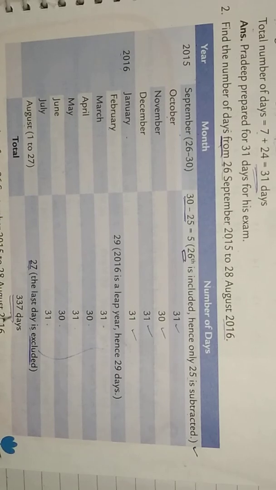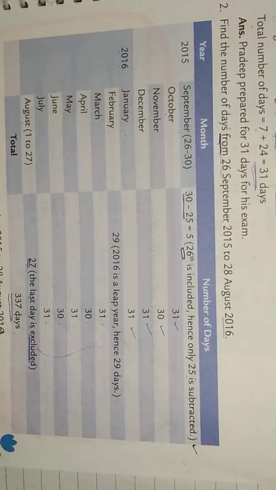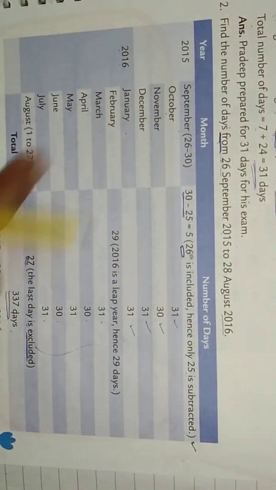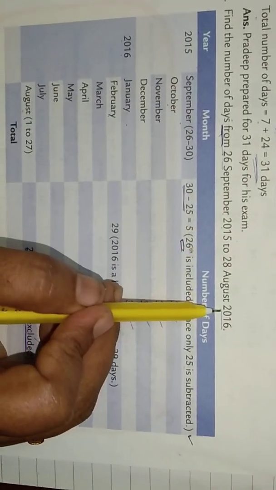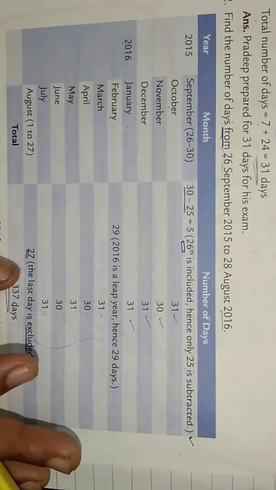We will get 337 days. Almost one year is the number of days between these two dates. Okay, some exercise questions are here, and we have to go through them.